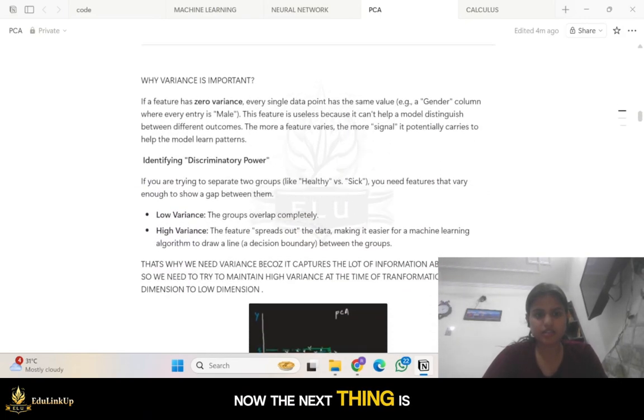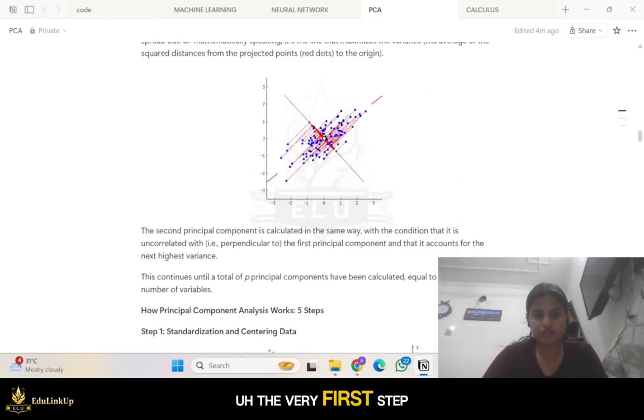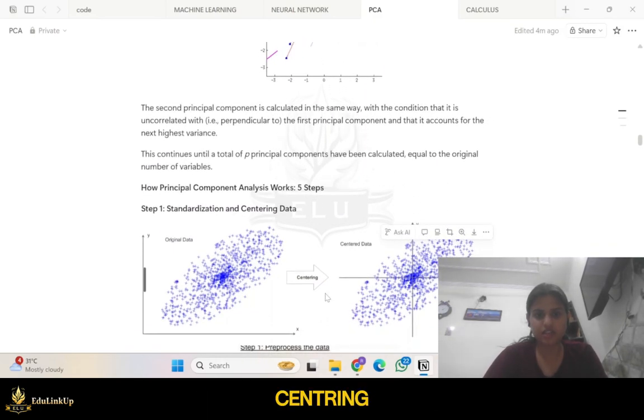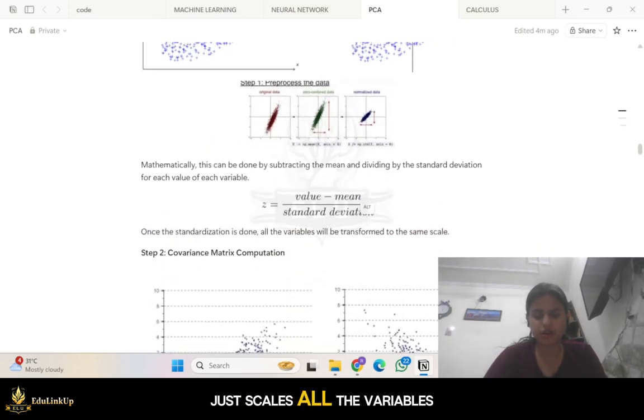Now the next thing is that PCA uses 5 steps. The very first step is standardization and centering the data. Centering is nothing but centering the mean of the data at the origin, and in standardization you just scale all the variables.